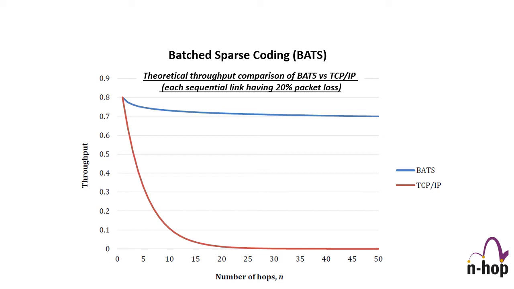As can be seen, the throughput of TCP/IP drops very quickly, such that after 10 hops, the throughput is just 0.1, and this reduces to nearly zero after 20 hops. By comparison, the BATS throughput stays above 0.7 all the way to 50 sequential hops.